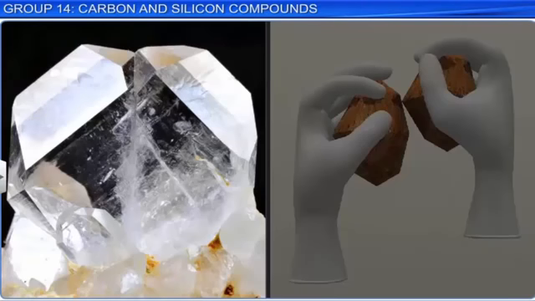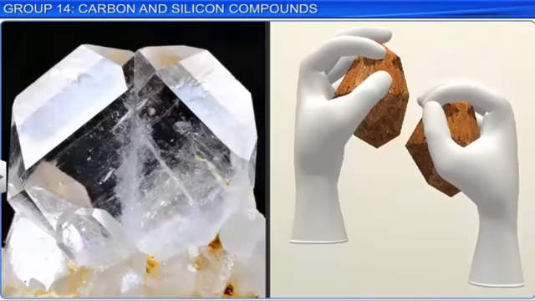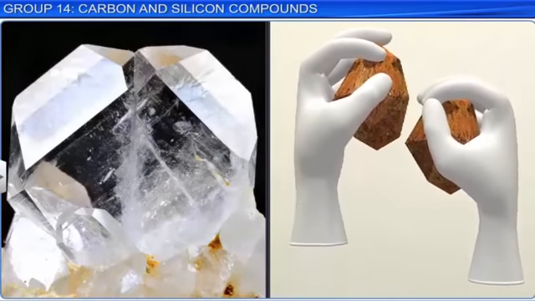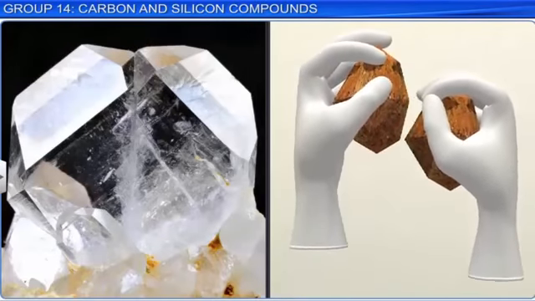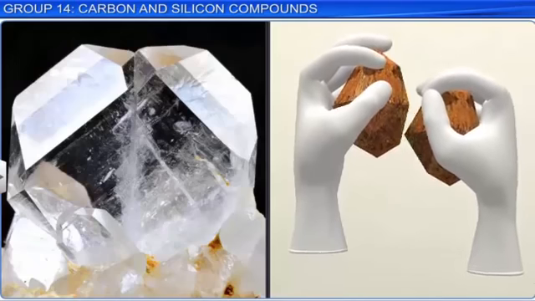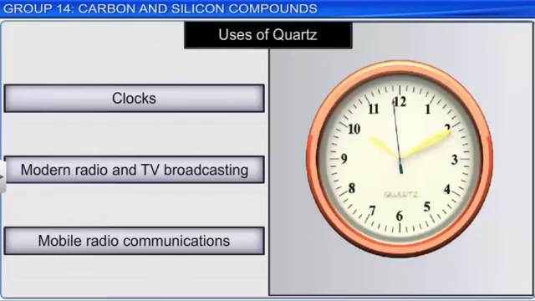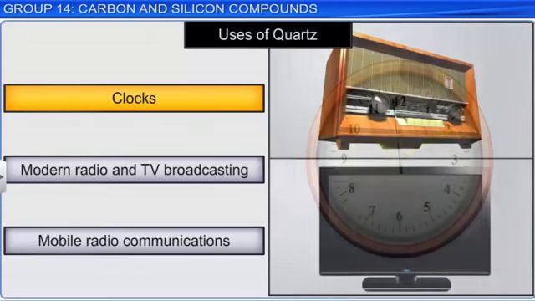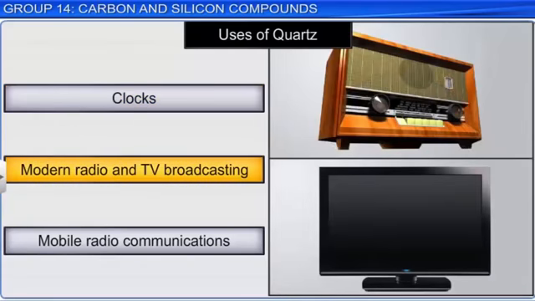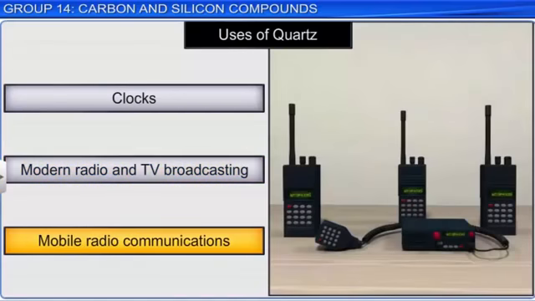Quartz has piezoelectric properties. This means that quartz can generate an electric field when mechanically stressed. This property of quartz is used to manufacture extremely accurate clocks. Quartz is used in modern radio and TV broadcasting, as well as in mobile radio communication.